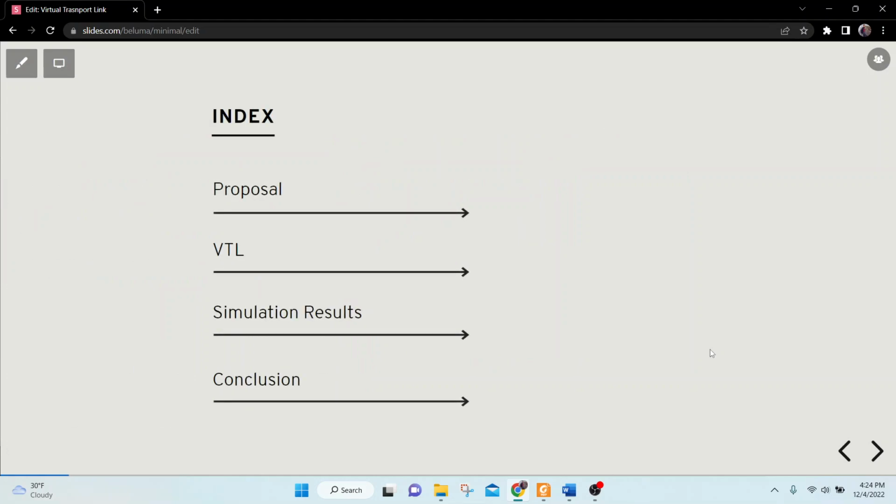This is my index about this paper. The first one is how they propose their analysis and what is VTL, then the simulation results, and the final one is the conclusion.